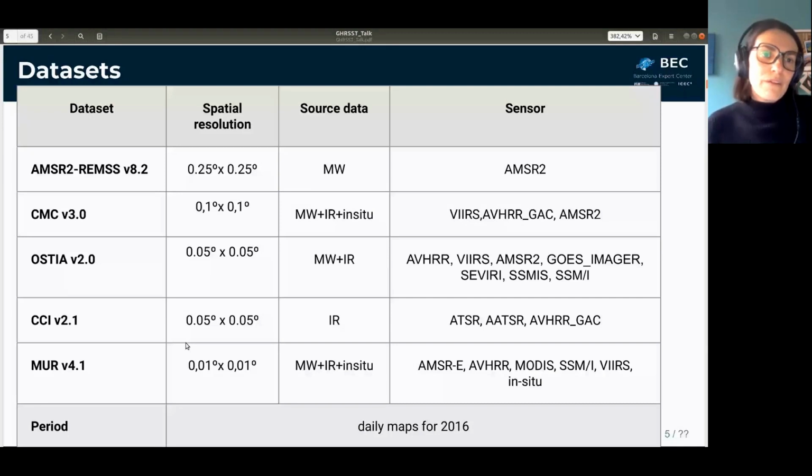These are the data sets we are comparing. We are comparing these 5 data sets. These 4 data sets, CMC, OSTIA, CCI, and more, are level 4 SST products. So they are giving us the foundation SST, and we use this as a reference. This is the only monosensor product. This is a level 3 and has coarser resolution. This is microwave SST, and so it's giving us a skin temperature. The period that we are going to use for our analysis, we are going to use daily maps for the year 2016.